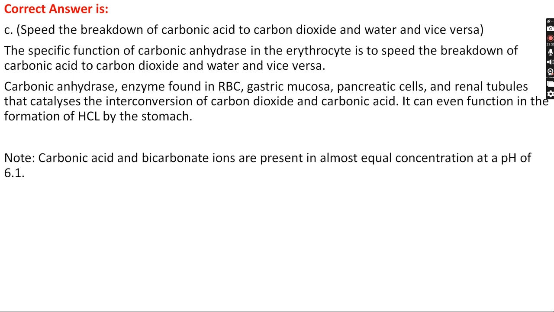This carbonic anhydrase enzyme is not only present in the RBC, it is also present in gastric mucosa, pancreatic cells, and renal tubules, and it catalyzes the interconversion of carbon dioxide and carbonic acid. It also functions in the formation of acid by the stomach. Note that carbonic acid and bicarbonate ion are present in almost equal concentration when the pH is 6.1.